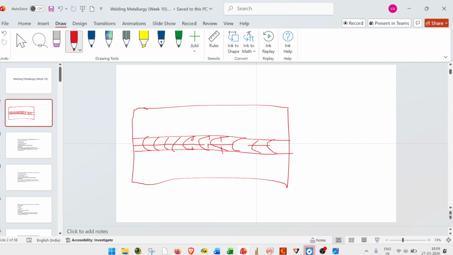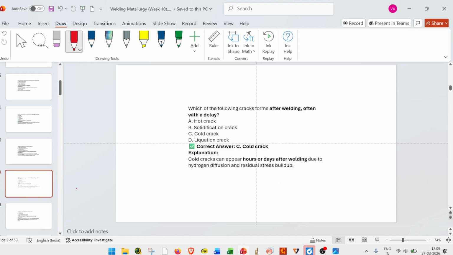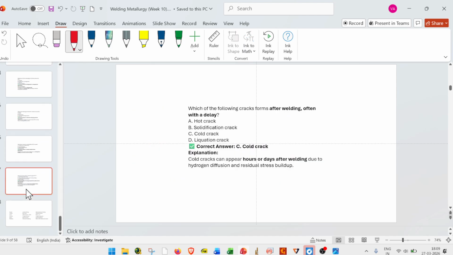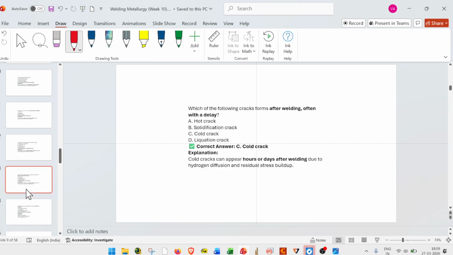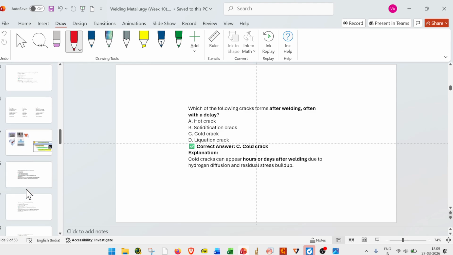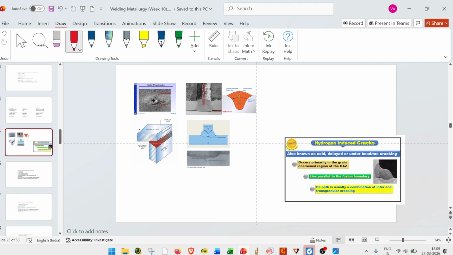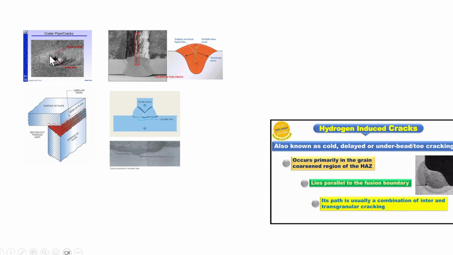Crater cracking is where there is a certain region where a crack will start and it will propagate in all directions. You can see those cracks here, as you can see. So this is the crater cracking. Here a crater will start, and from here the crack will start propagating in all directions.